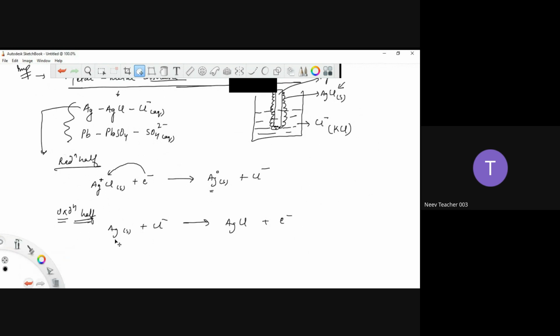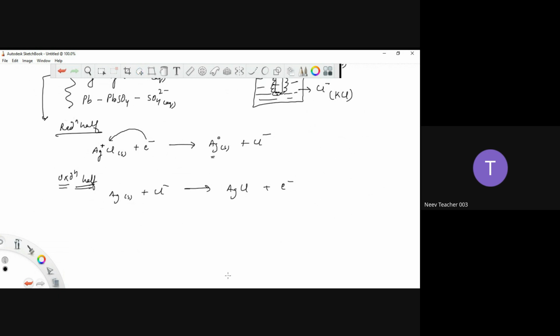That will be the oxidation half of it. Correct? Correct. Now, how to find the E naught of this cell? That is also not pretty easy. Okay, then sir, how are we going to do? See over here. So let's find the E naught of the cell.